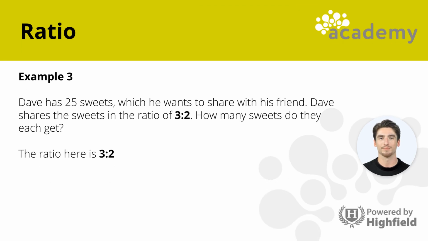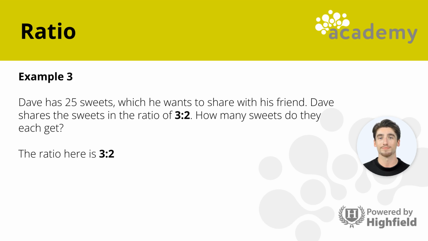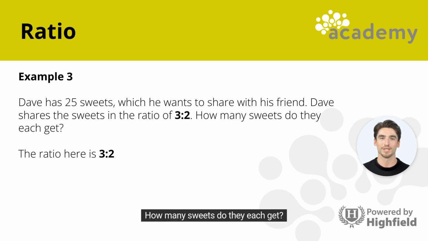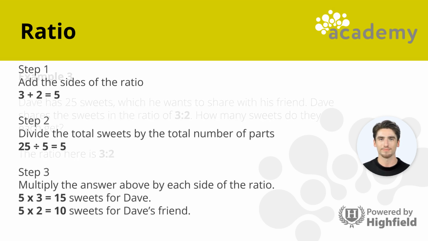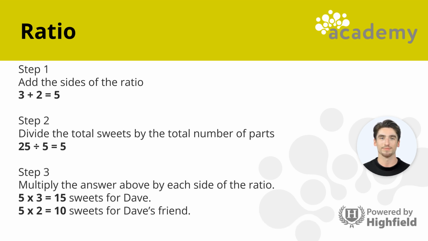A third example. Dave has 25 sweets, which he wants to share with his friend. Dave shares the sweets in the ratio of 3 to 2. How many sweets do they each get? The ratio here is 3 to 2. The first step that must be completed is to add these together to provide the total number of parts. 3 plus 2 equals 5.